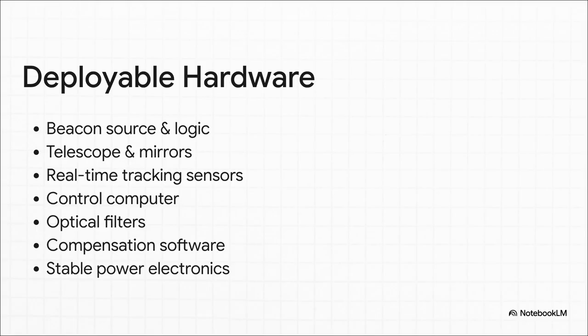You also need a dedicated real-time control computer to run all those heavy servo equations we looked at earlier. Plus, you need optical filters to suppress background light, the atmospheric compensation software, and incredibly stable power and synchronization electronics. All of this ensures your single photons trigger exactly when they're supposed to.